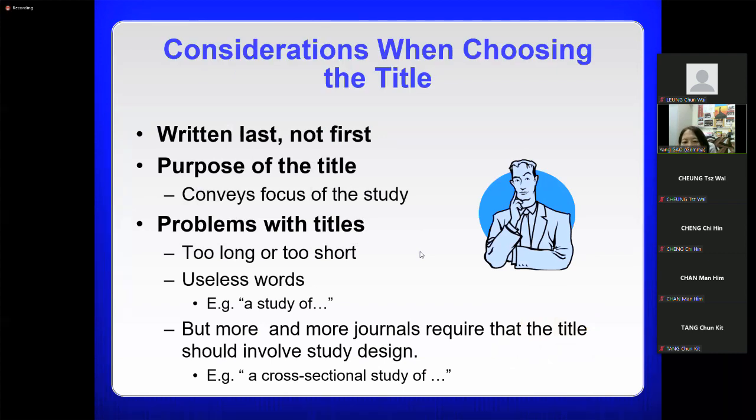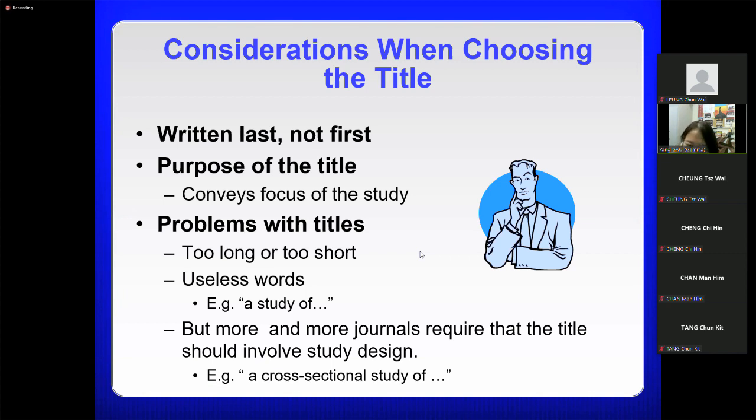So usually at the very beginning, we write down the title. At that moment, it's actually just a tentative title. The final title should be determined after the last sentence is written, to finalize the title. So why do we need a title? Actually, the main purpose of the title is to state the focus of the study. To achieve this purpose, a title should communicate the focus of the study.